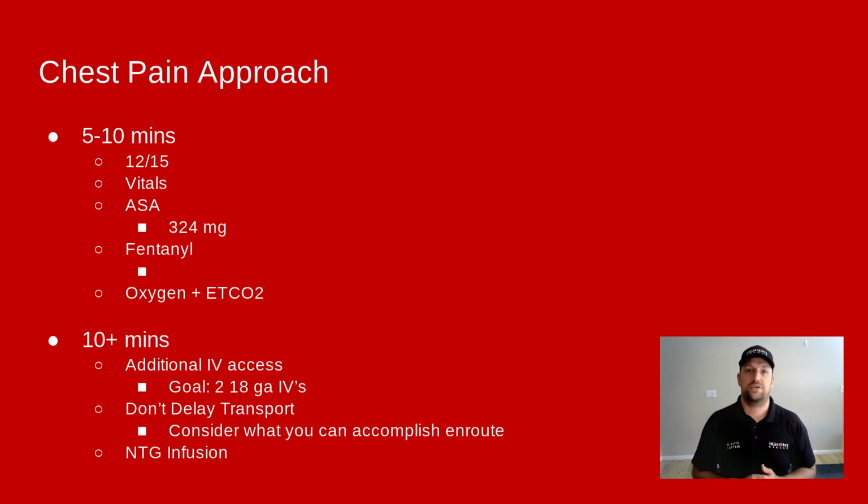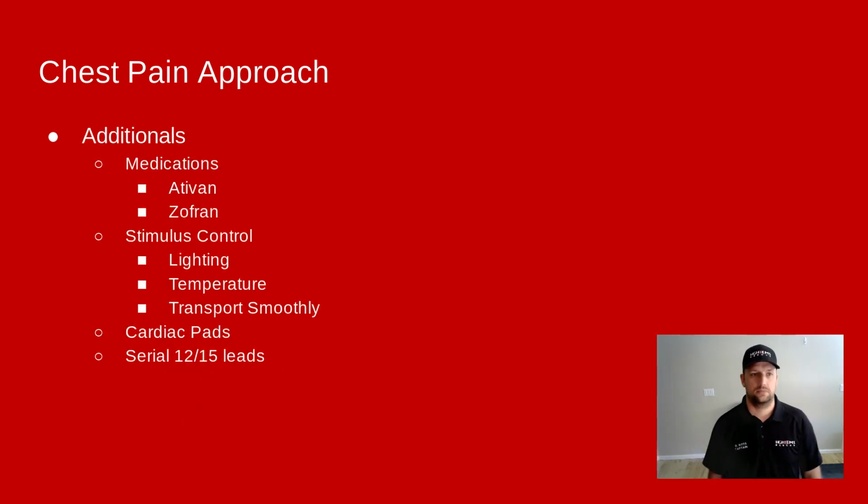Next, don't delay transport. So think about where you are, what needs to happen, and what you can do en route. Last thing, you want to get that nitro infusion set up. We're really going to move away from tabs for chest pain. So don't do tabs for chest pain. We want to focus on giving the drip. It's better to wait a little bit and start the drip than to give somebody a tab. Tabs really don't have a place in ACS treatment pathways.